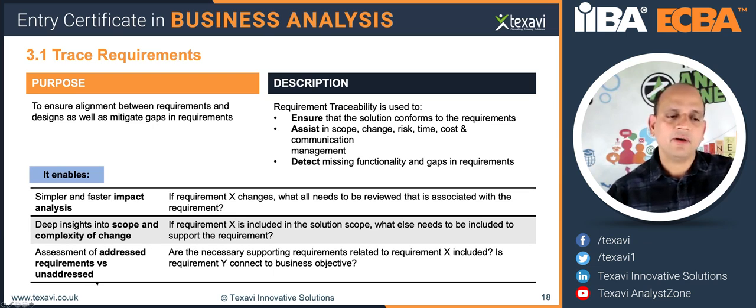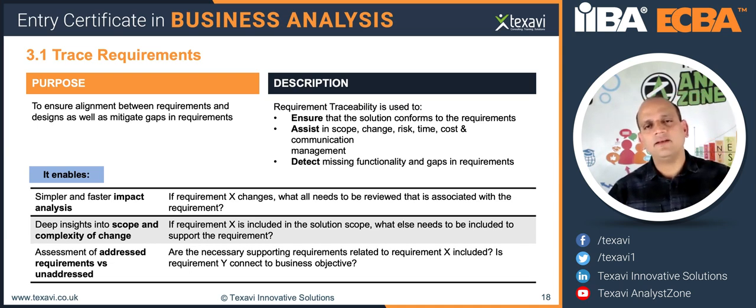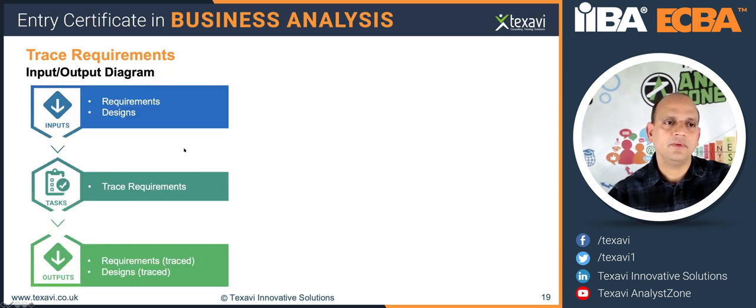And addressed requirements versus unaddressed. So assessment, that's the gap we're talking about. What if we have missed some of the elements of the requirements in addressing them in the solution? What should we do to include that? What more should we do? That's the kind of thing we would be able to take a decision on and move forward. Very, very important again. So what are the inputs for this one?